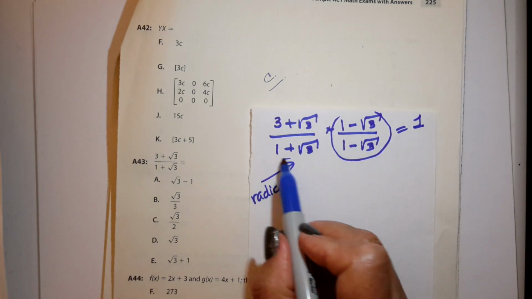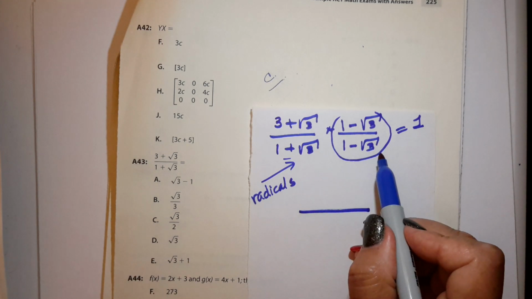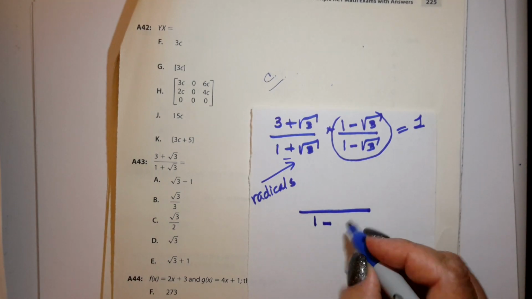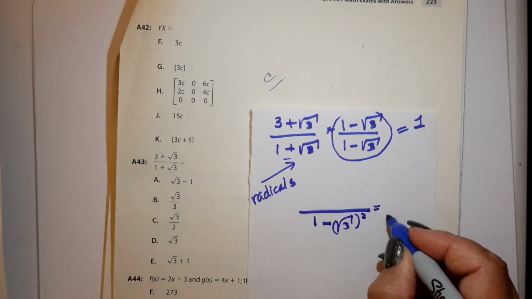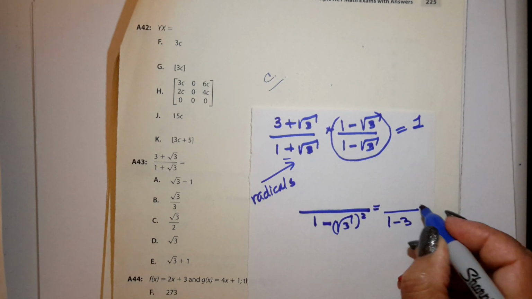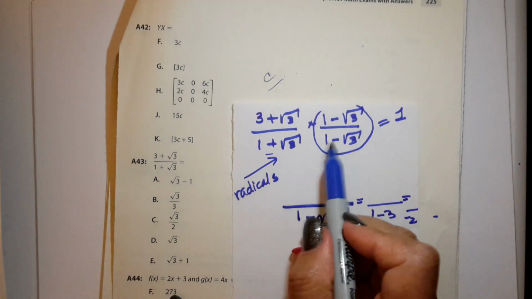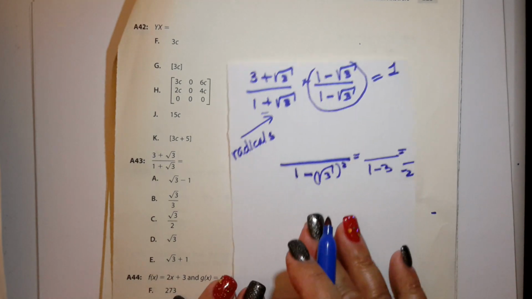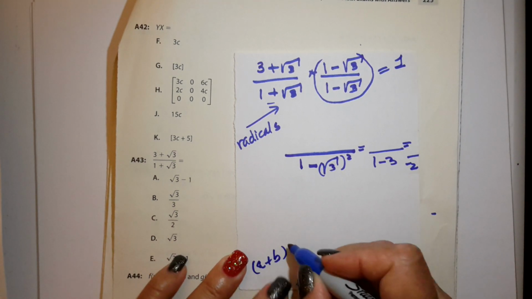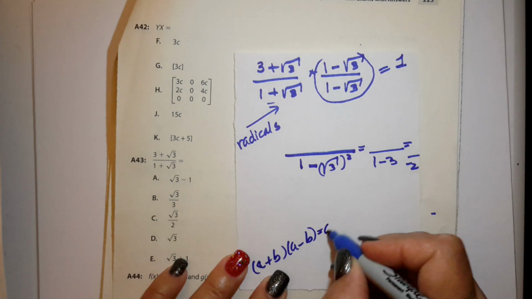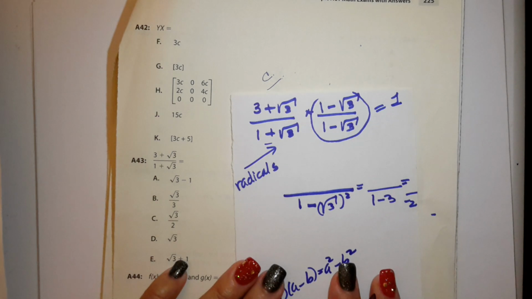So if you multiply 1 plus square root of 3 times 1 minus square root of 3, it's going to be 1 minus the square root of 3 squared, which is going to be 1 minus 3, which is going to be negative 2. I'm just dealing with the denominator. I don't know if you remember, a plus b times a minus b is a squared minus b squared. Difference of squares. So this is exactly what I'm doing here.